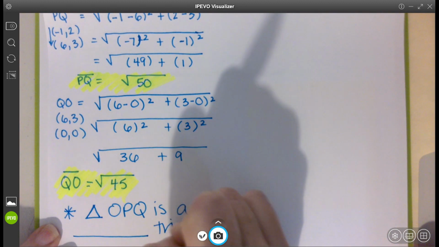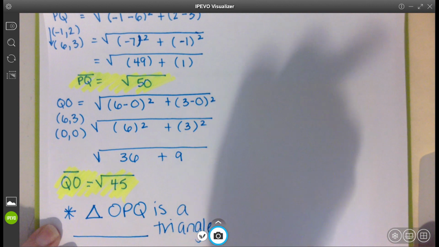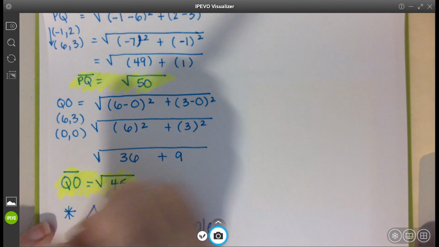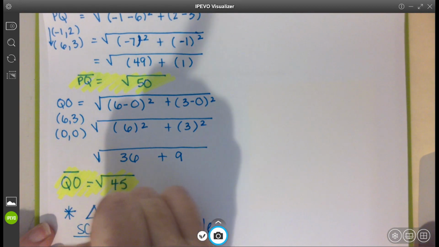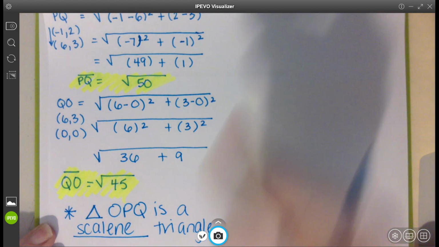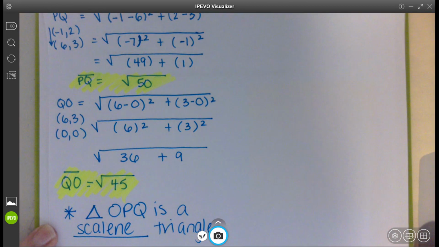So what type of triangle is it? Is it equilateral where all the sides are equal? Is it isosceles where 2 sides are equal? Or is it scalene where all 3 sides are different? In this case, all 3 sides are different, so this is scalene. Again, it's a requirement that you have that statement. If you forget this statement, you didn't finish the problem.